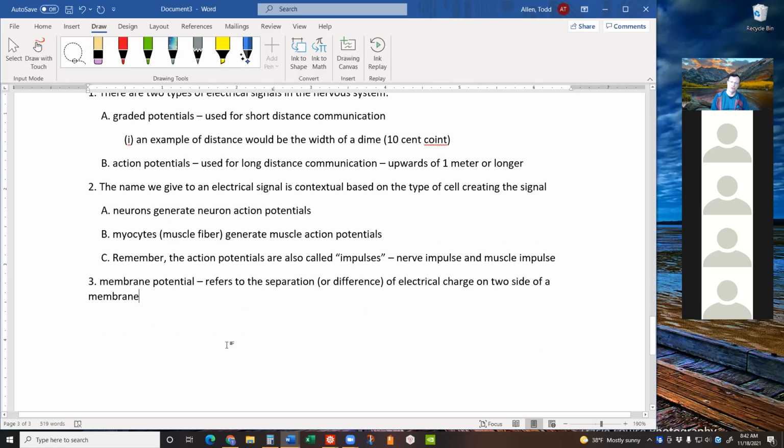Membrane potential refers to the separation of electrical charge on two sides of a membrane. Okay, that's going to be the plasma membrane. Membrane potential is typically going to be measured in units of millivolts.